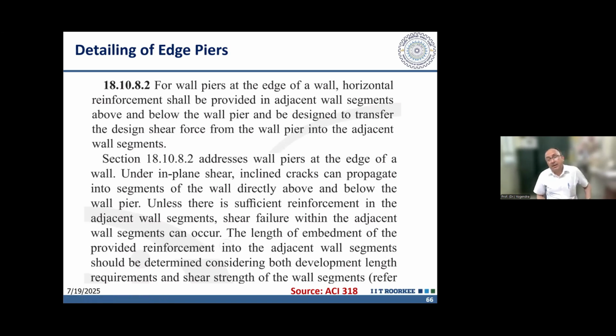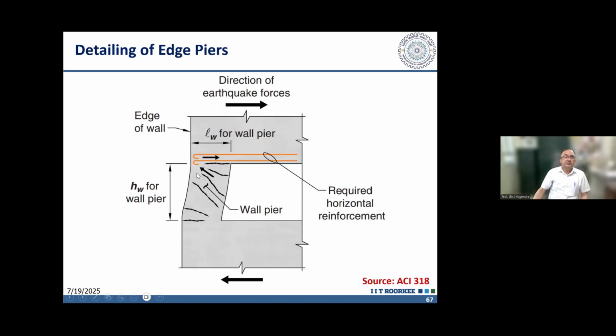Then in some situations when the opening is very close to one edge of the shear wall, it forms a small portion of the shear wall which we call an edge pier. So this edge pier, a small portion of the shear wall, as I told, will be bending in double curvature, and it transfers a lot of shear from the upper portion of the shear wall to the bottom portion of the shear wall.